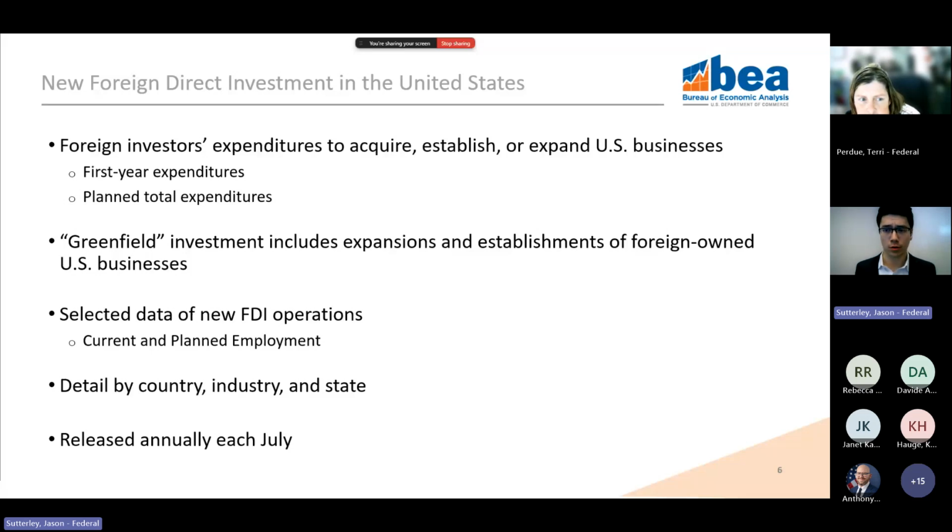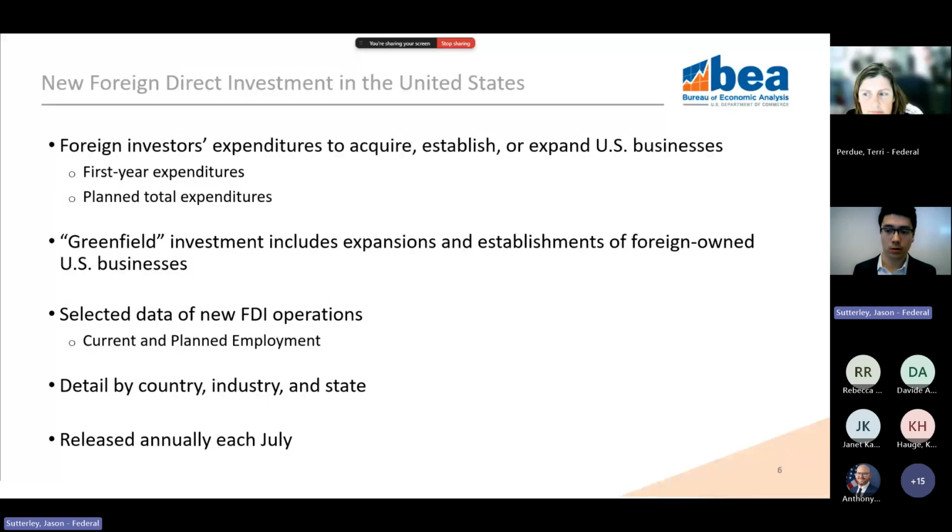First year expenditures include all acquisition expenditures, as well as expenditures related to the establishment or expansion expenses during the first year of operation or construction. Planned total expenditure additionally includes all expected future expenditures related to the creation and construction of the establishment or expansion. For acquisitions, it is the first moment when a U.S. company becomes foreign owned. Increases beyond that 10% ownership or changes in the foreign parent itself are not included.